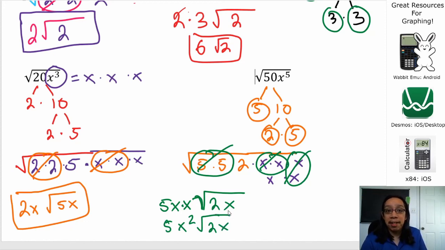So what's the idea here? If you have variables in your problem, go ahead and write them all out so it's easier to make your groupings.